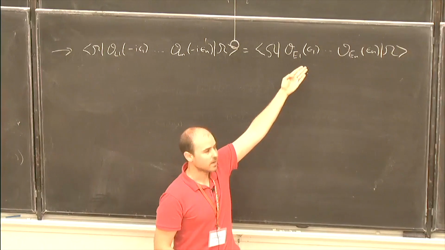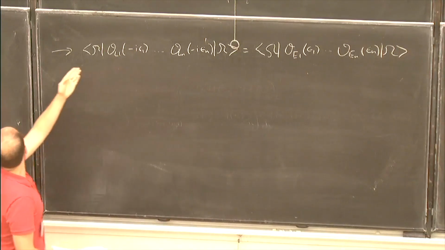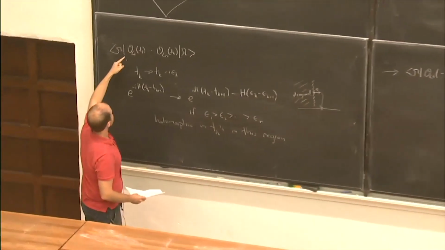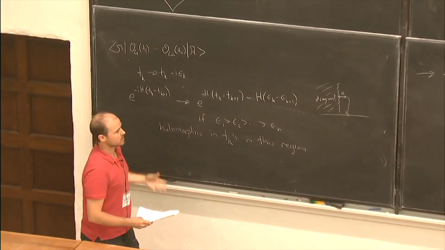And this can now be analytically continued backwards to this correlator. And we finally take the epsilons to 0 at the end.